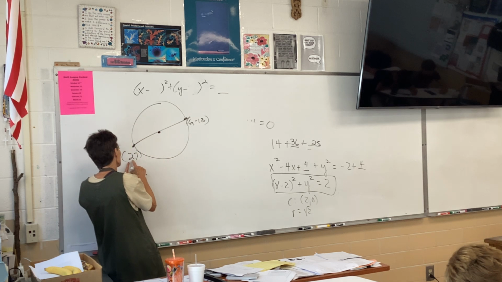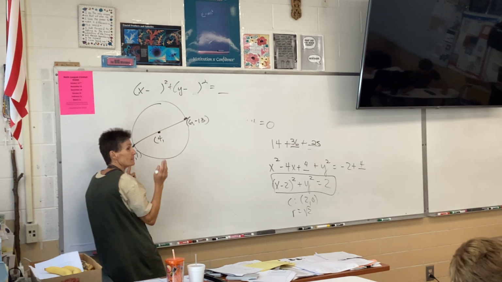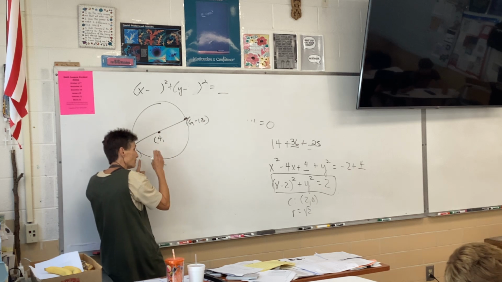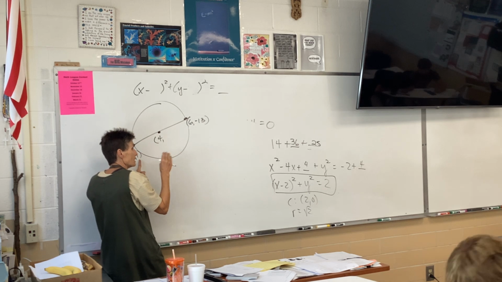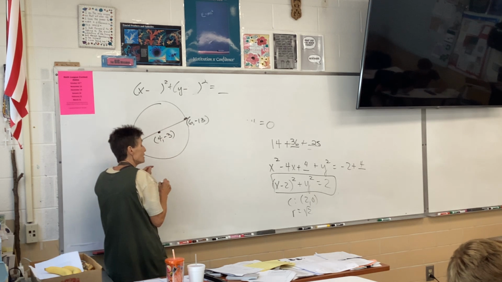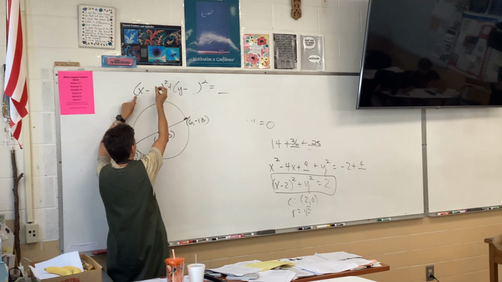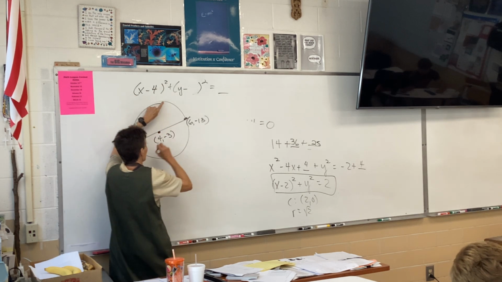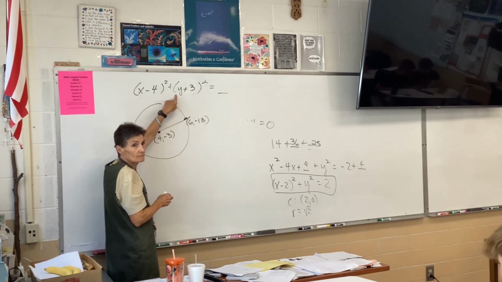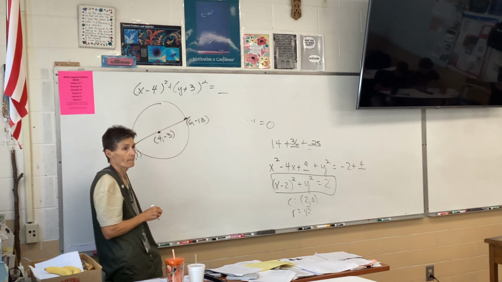Midpoint is average. So 2 plus 6 gives me 8, half of that would be 4. 7 plus negative 13 is negative 6, halved is negative 3. So that's my center, so I can automatically come up here and say (x minus 4) and (y plus 3). Okay, now what? Almost done.